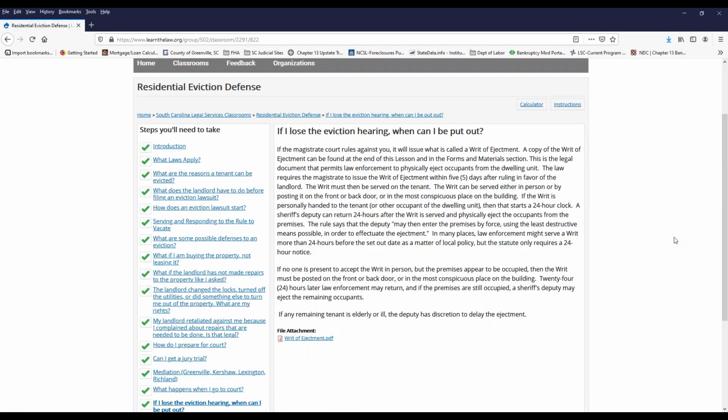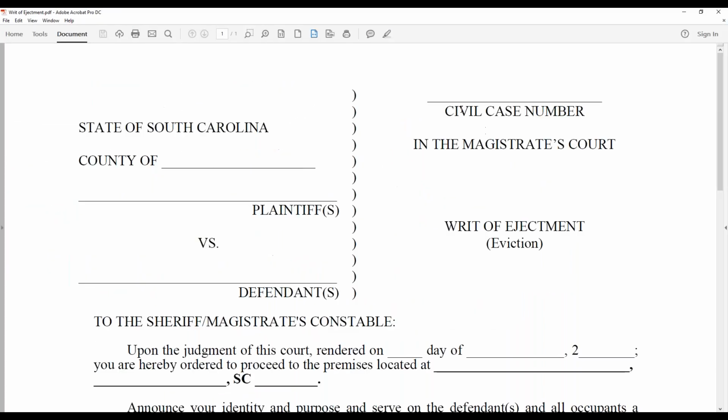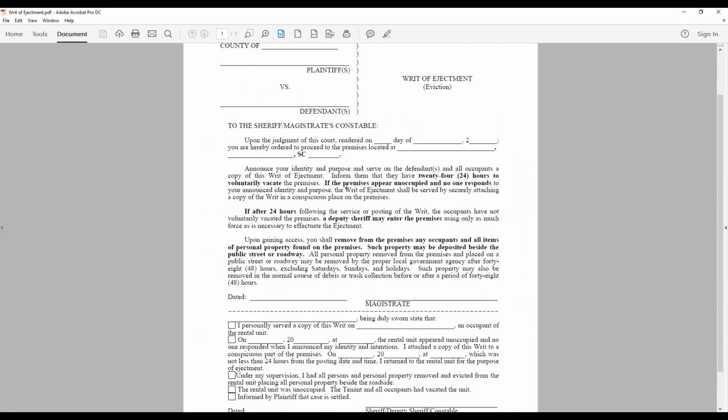If you lose at the eviction hearing, what happens? If the magistrate court rules against you, or if you have a jury trial and the jury rules against you, the next step is for the magistrate to issue something called a writ of ejectment. A writ of ejectment is a document that will be obtained by the landlord and then posted to the property. This is the authorized form for what a writ of ejectment looks like.